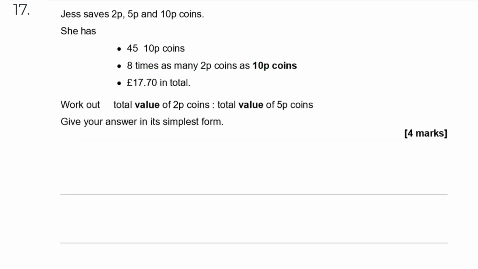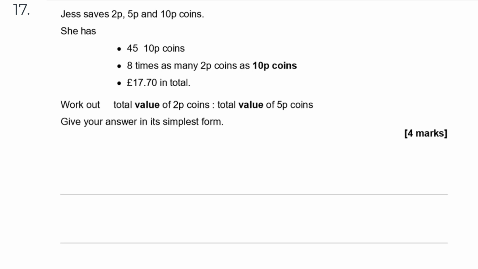Jess saves 2p, 5p and 10p coins. She has 45 10p coins. She has 8 times as many 2p coins as she has 10p coins. And she has £17.70 in total. Find the total value of the 2p coins to the total value of the 5p coins, written as a ratio and given in its simplest form.